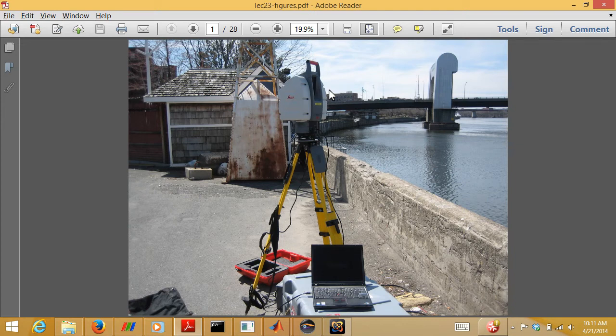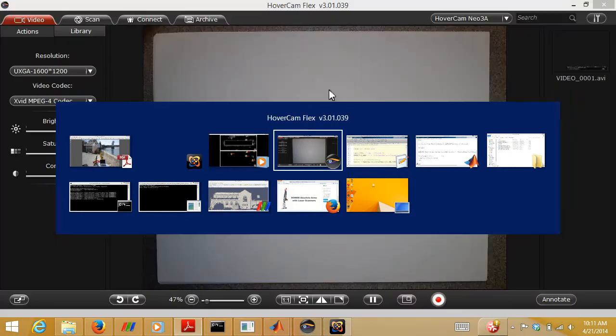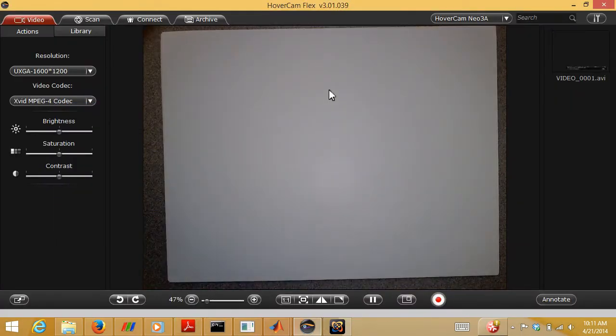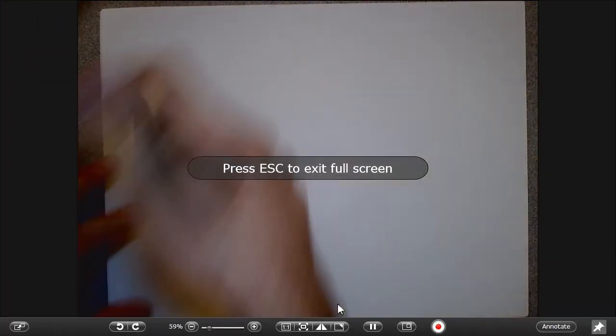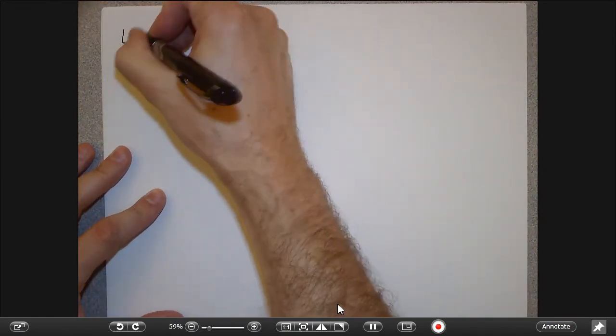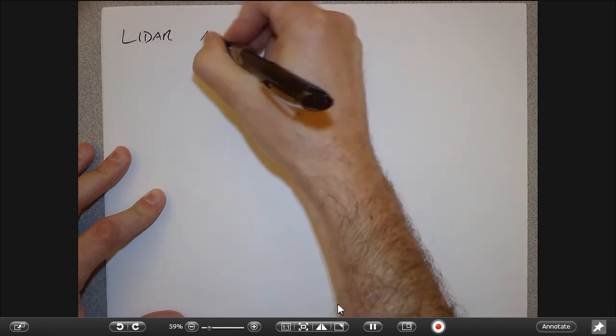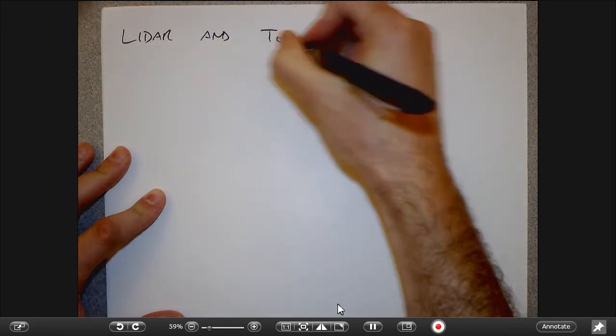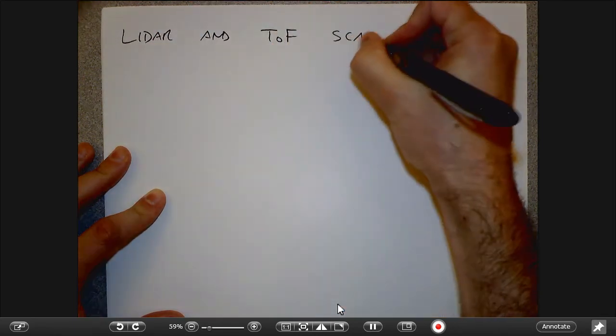I can already tell that my computer is a little bit laggy, so let's see whether it's going to keep up with me writing here. No, it's not bad. Okay, so today's topic is basically LiDAR and time of flight scanning.